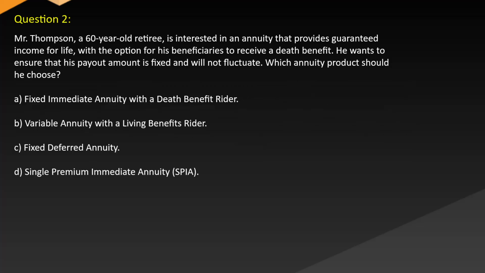Question 2. Mr. Thompson, a 60-year-old retiree, is interested in an annuity that provides guaranteed income for life, with the option for his beneficiaries to receive a death benefit. He wants to ensure that his payout amount is fixed and will not fluctuate. Which annuity product should he choose? A. Fixed immediate annuity with a death benefit rider. B. Variable annuity with a living benefits rider. C. Fixed deferred annuity. D. Single premium immediate annuity, SPIA.